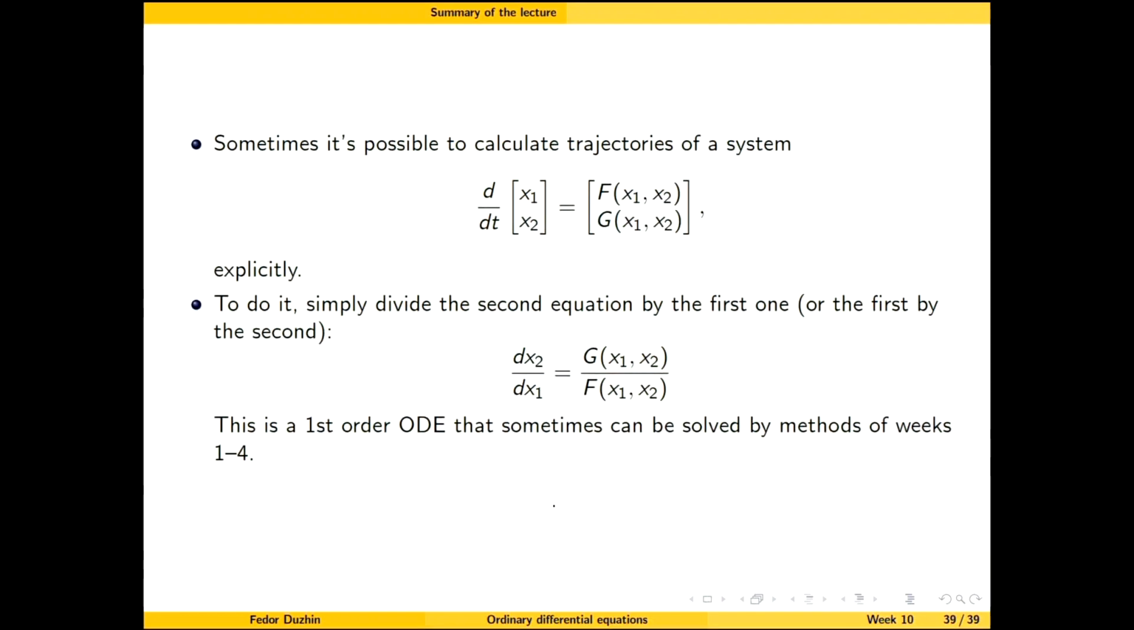Well, and finally, if we have a nonlinear system, then sometimes it is possible to calculate trajectories of a nonlinear system explicitly. And that's all for lecture 10. The next lecture is the last one, we are going to work with nonlinear systems more closely, and we are going to see how we can analyze types of critical points for nonlinear systems applying the methods for linear systems.